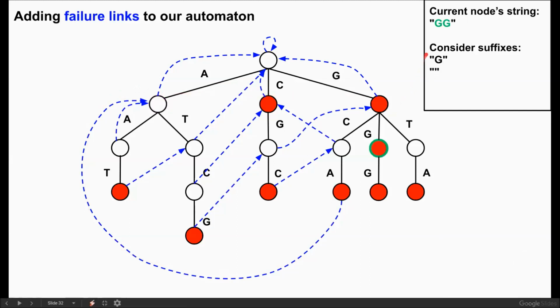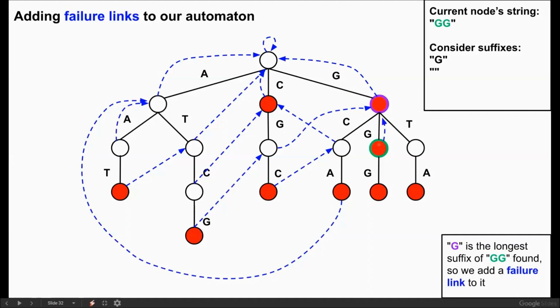Okay, so next let's look at GG. So the suffixes that we're going to consider are G and the empty string. So first we consider G. Let's go to the root and we ask, does it have the child G? And it does, so we follow it, and we found the longest suffix of GG in our automaton. So we draw a failure link from GG to G.